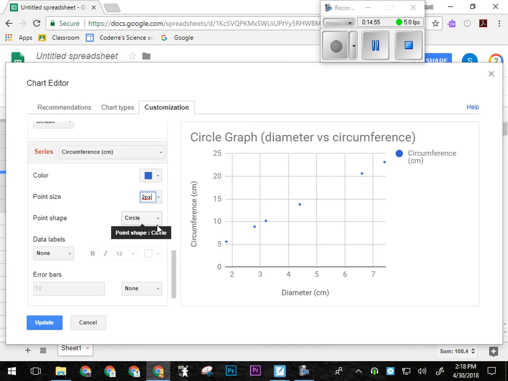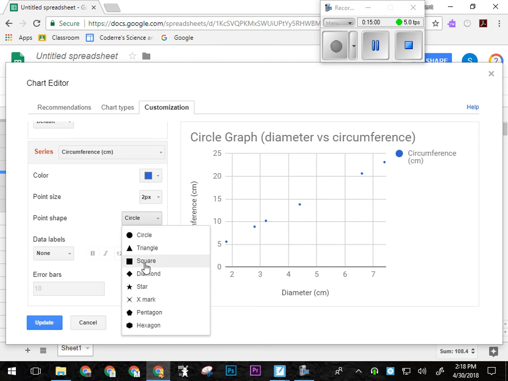Then the graph doesn't look quite so busy, but that's entirely up to you. You can change what they are. You can make them stars or whatever. It doesn't really make too much difference.